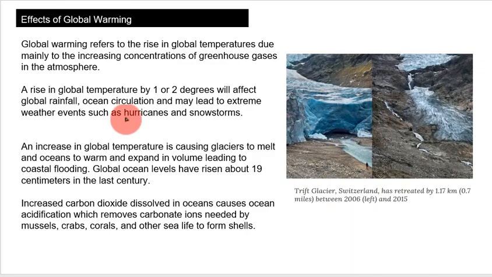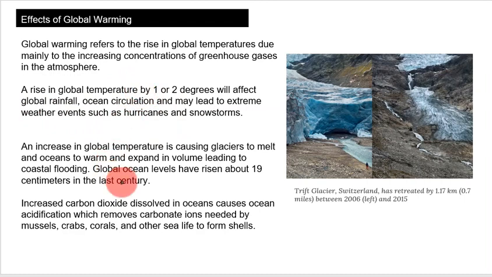So what's the big deal with temperatures getting warmer? Well, the problem is that it can cause all kinds of problems and unpredictable weather systems across the globe. Global warming refers to the rise in global temperature due mainly to increased concentrations of greenhouse gases in the atmosphere. A rise in global temperature of 1 or 2 degrees will affect global rainfall and ocean circulation, and may lead to extreme weather events such as hurricanes and snowstorms. So it just messes up the whole weather system.